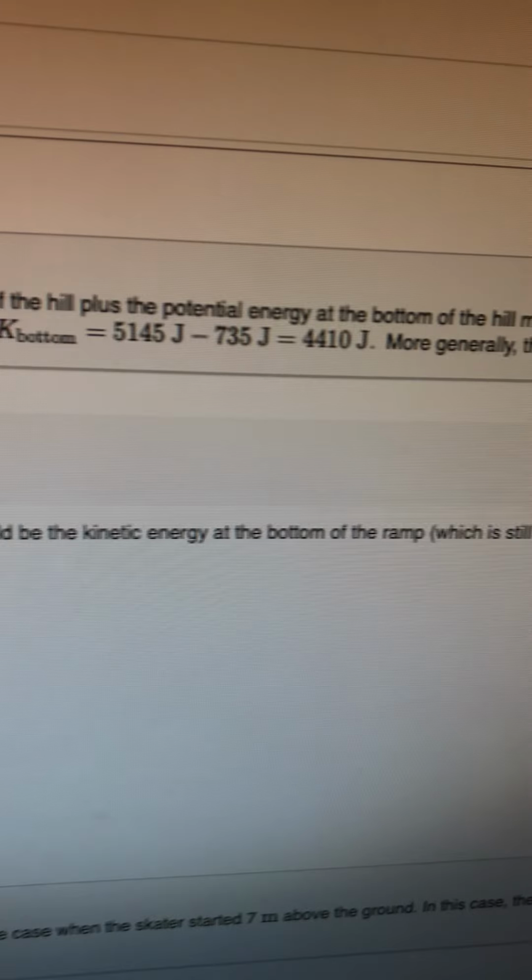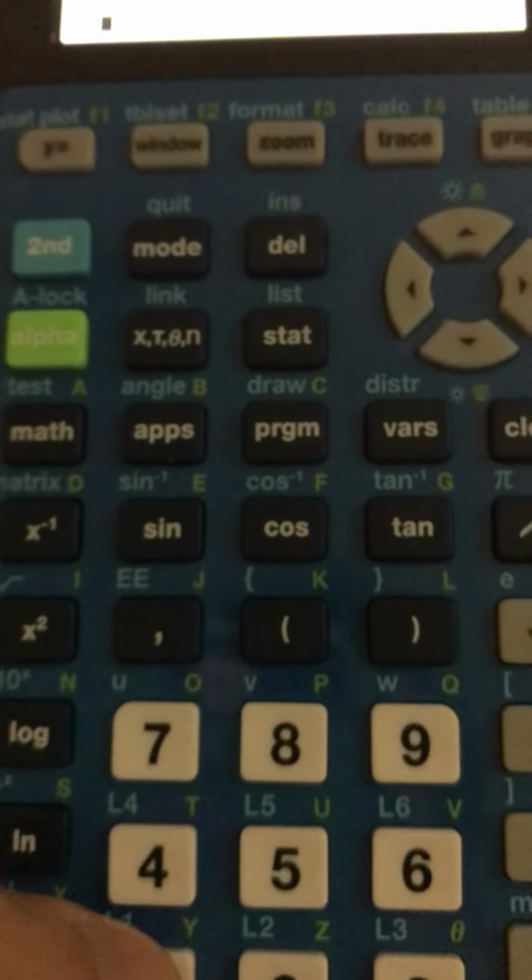So the total kinetic energy is half of this, because it's only 3 meters rather than 6. So 4410 is pretty simple. We just divide it by 2, and that's the answer. And we get 2205. And that is what it says here. 2205 J. So that is the answer.